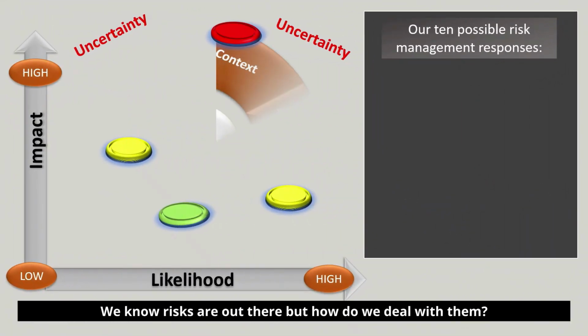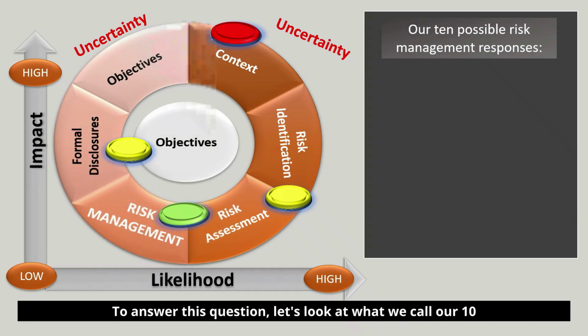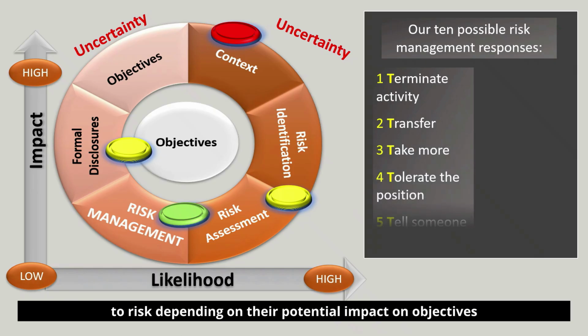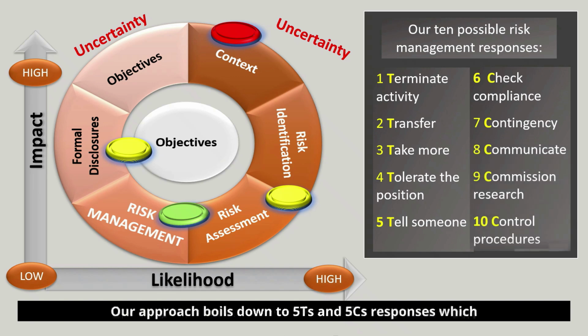We know risks are out there, but how do we deal with them? To answer this question, let's look at what we call our 10 possible ways of responding to risk, depending on their potential impact on objectives and whether they are likely to materialise. Our approach boils down to 5 T's and 5 C's responses, which we'll quickly run through.